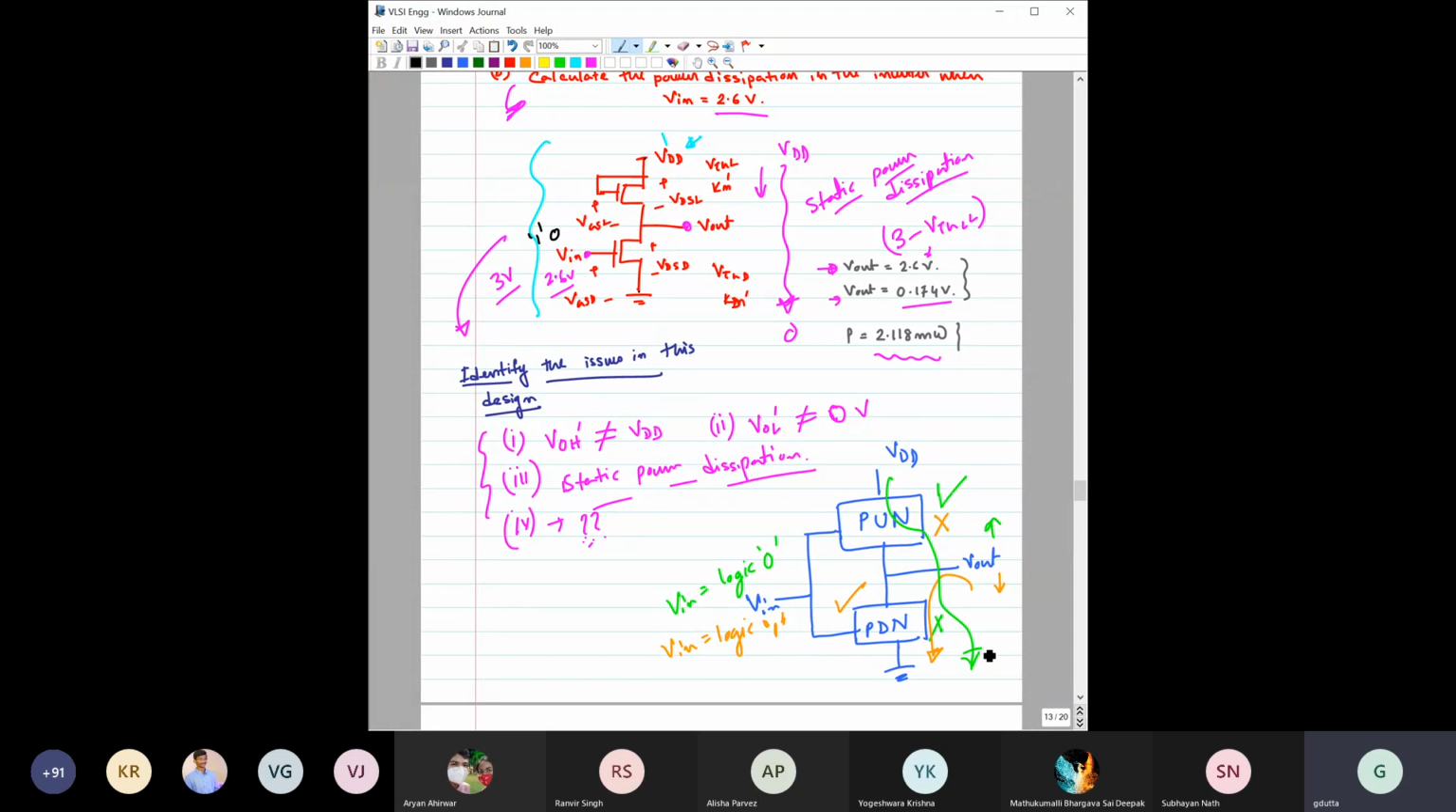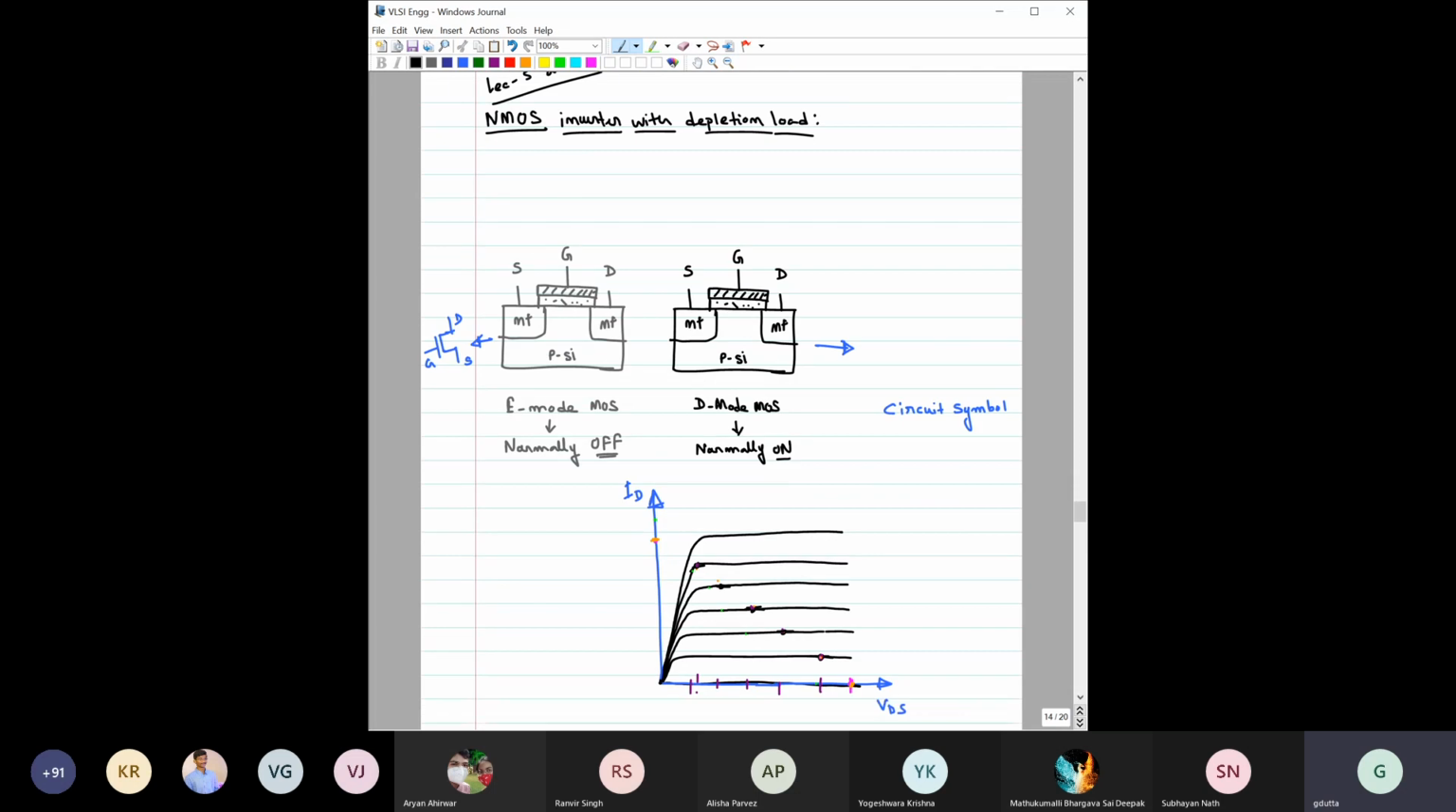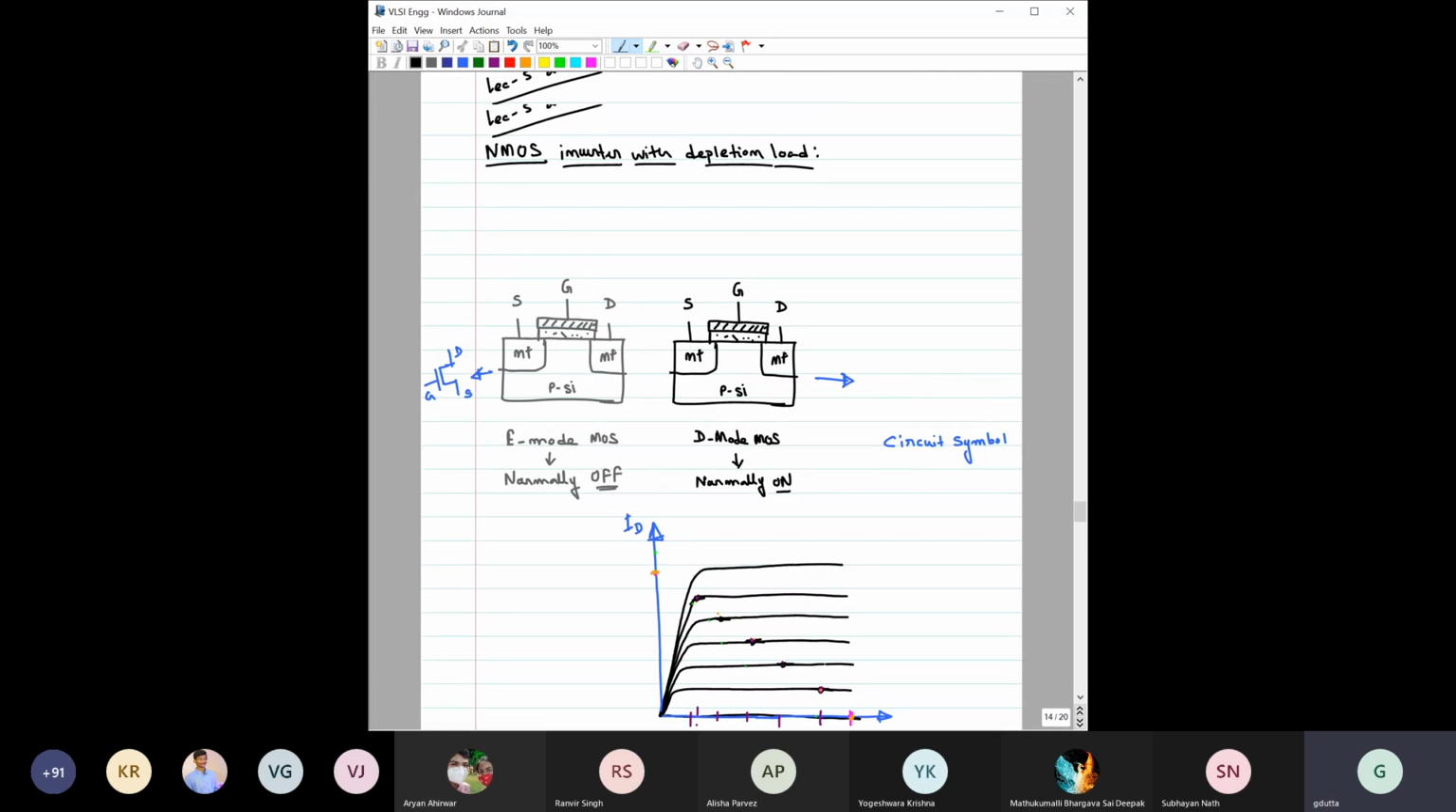Right. This diagram is regarding one of your friend's doubt. Anyway, today we are going to take this part and discuss it more. So for today's class, we are introducing one more type of inverter, which is called the NMOS inverter with depletion load. Previously, what we have done is the enhancement mode. Now what we are doing is the depletion mode.